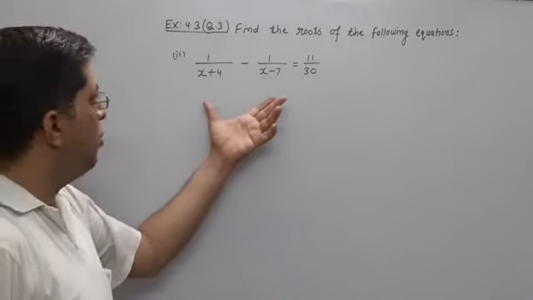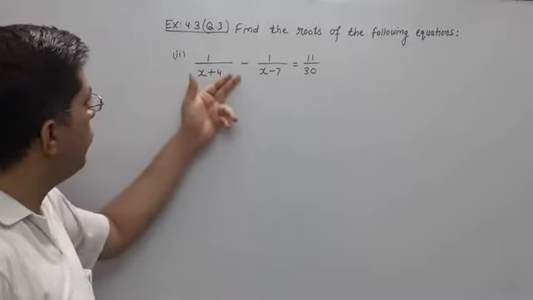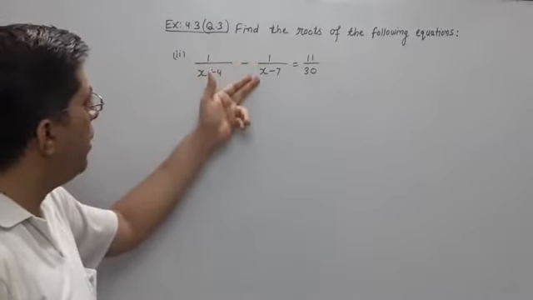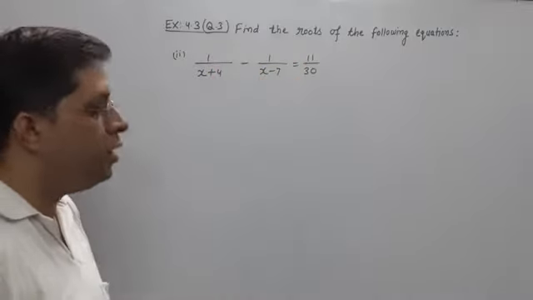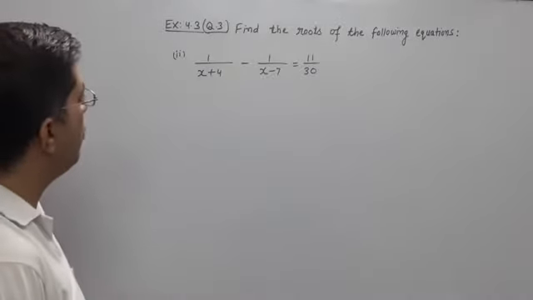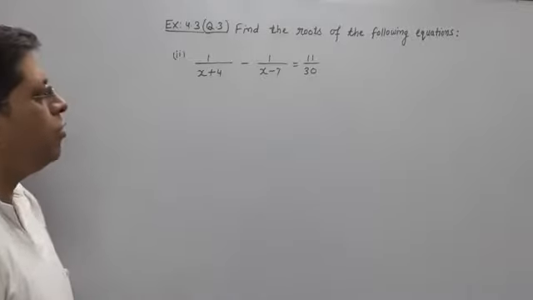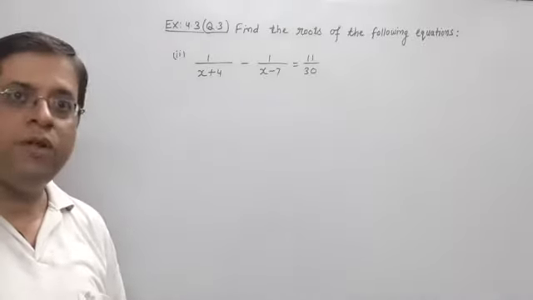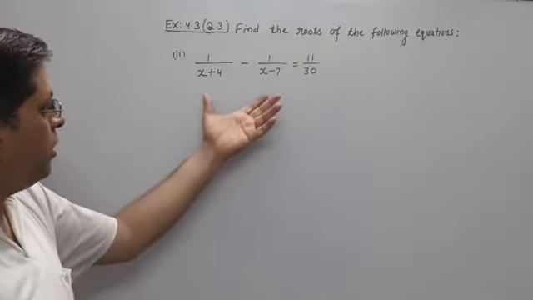What is next? Yes, come on. The second part is given to you. 1 upon x plus 4 minus 1 upon x minus 7 is equal to 11 upon 30. You have to solve this. And one more thing. First of all, you have to convert this equation into standard form. How can I convert it into standard form?